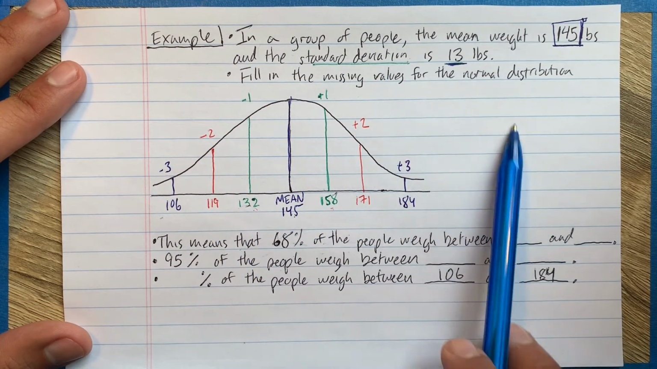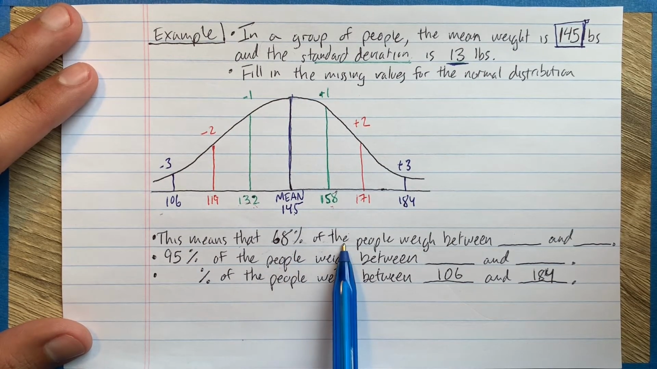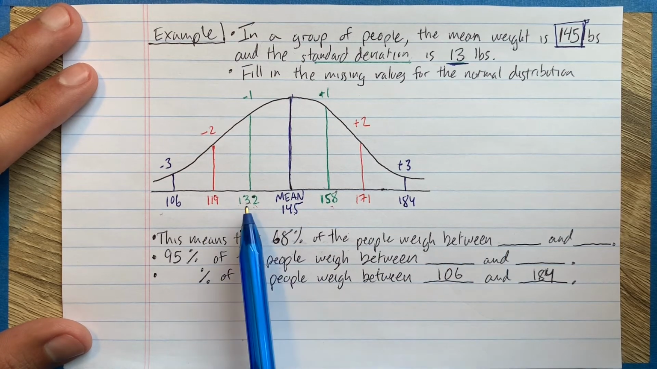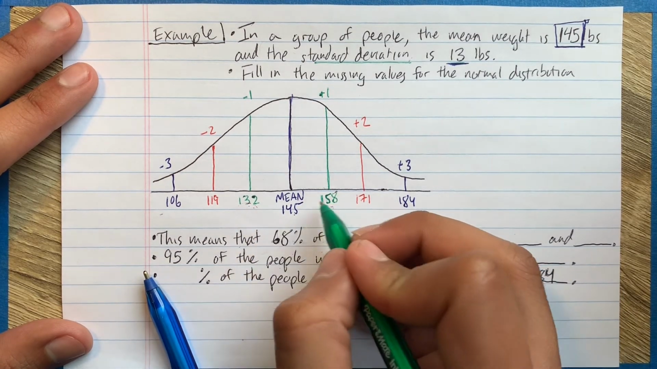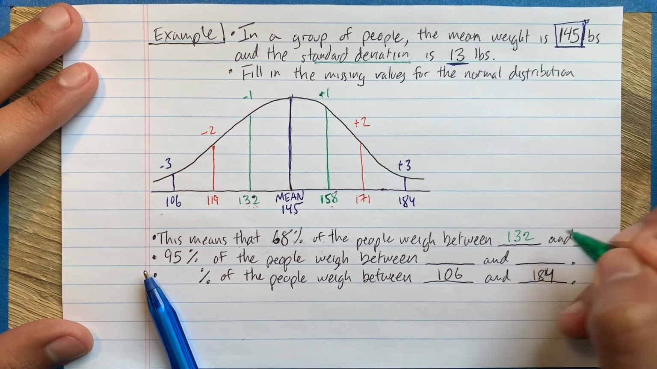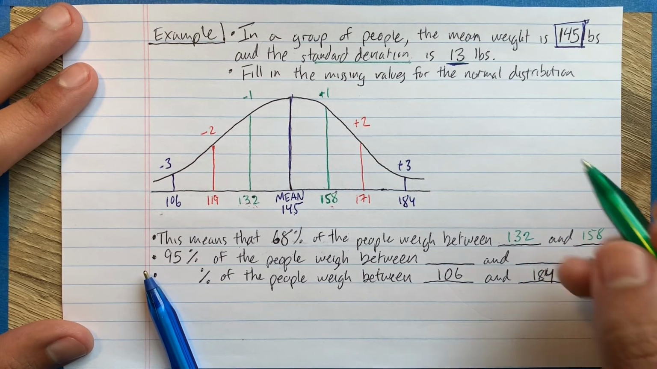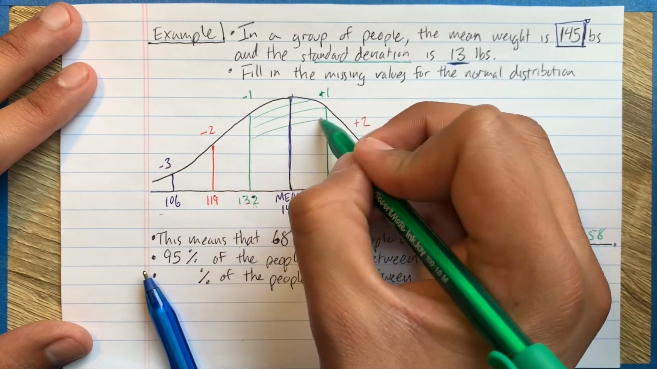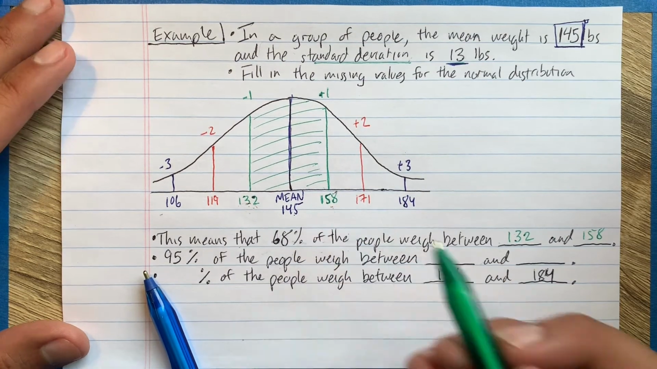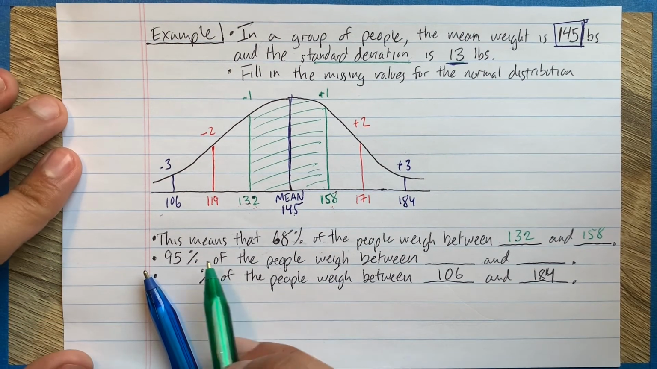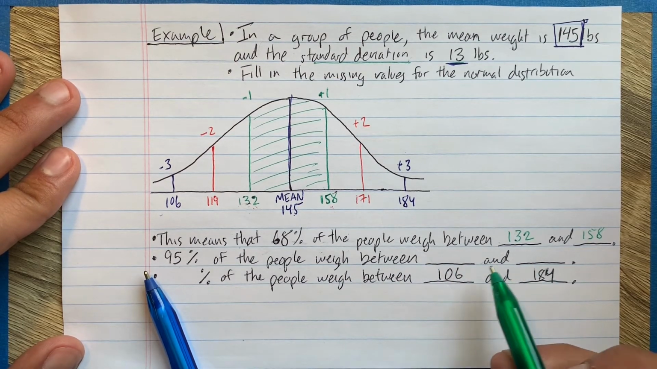If we take into account all of this, basically what we're saying is that 68% of all of the people weigh between the first standard deviations, so they weigh between 132 and 158 pounds, because these are the first standard deviations above and below the mean. We don't even know how many people we surveyed, but we know that 68% of them weigh between these 2 weights.